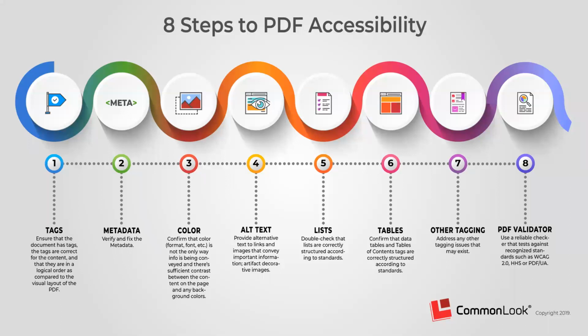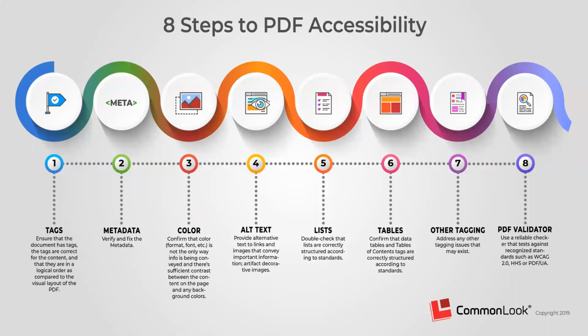And those are all the things that have to be fixed in the tag tree to match the physical document. The next thing you need to make sure you have is metadata, describing the author and the title of the document. In the WCAG standards and in the PDF/UA standards, there's a requirement for metadata that, again, a screen reader is going to read and announce so that people know, is this a document I want to download and read?